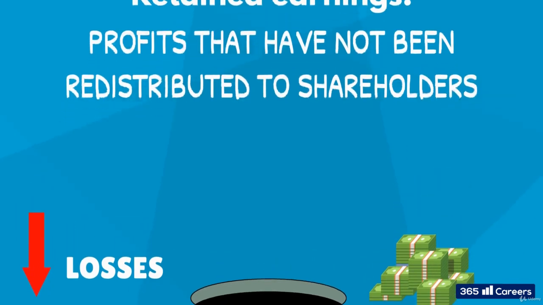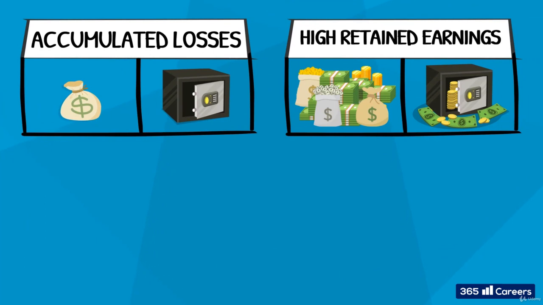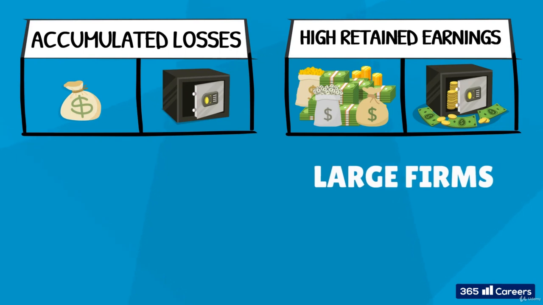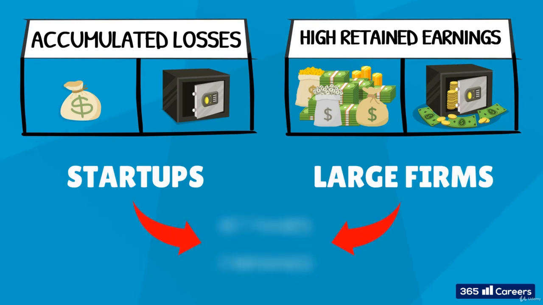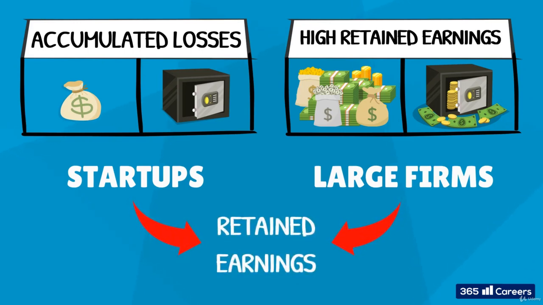Companies usually keep a significant portion of their earnings for the purposes of reinvestment, so this will usually be a substantial account within large and mature firms. On the other hand, startups are known for accumulating significant losses in their first years of operation, right? These losses will be shown within retained equity too.